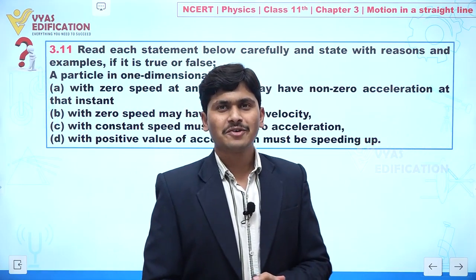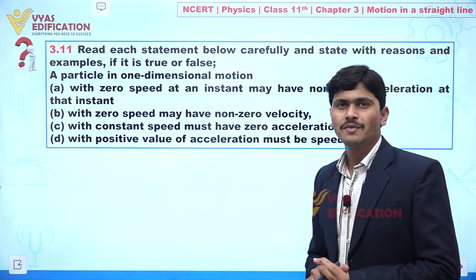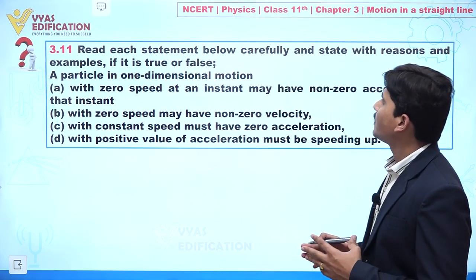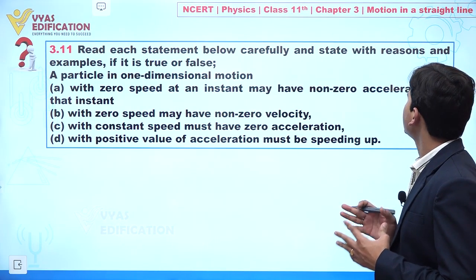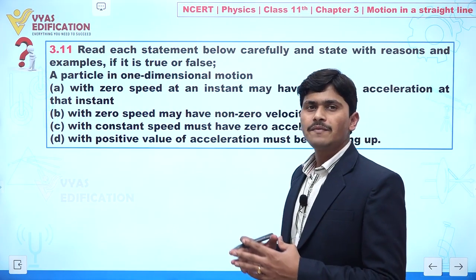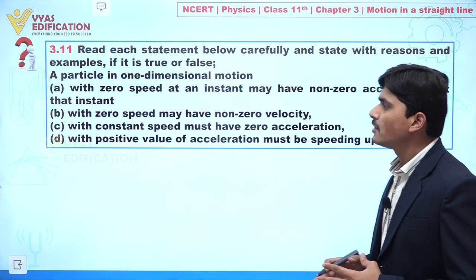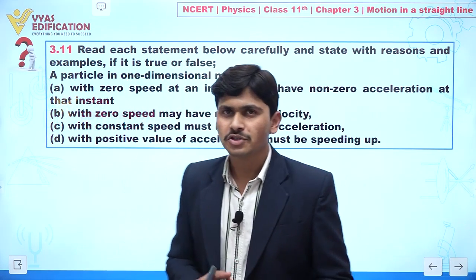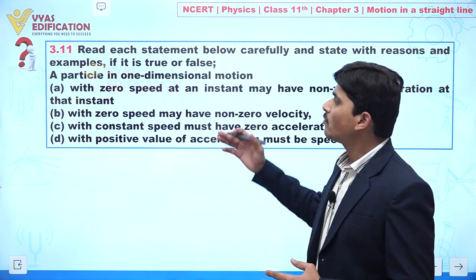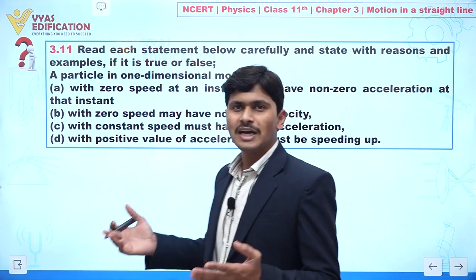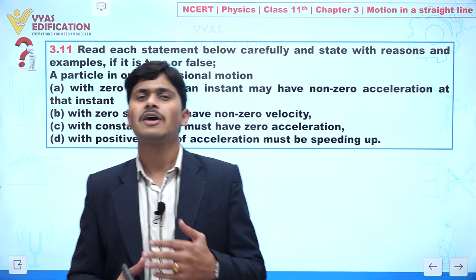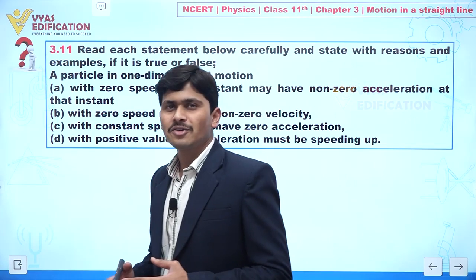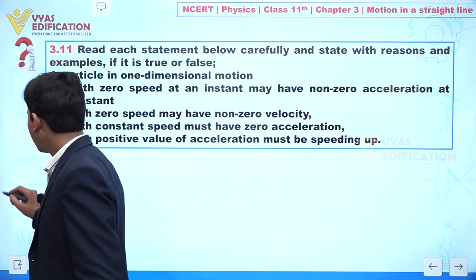Now dear student, we are going to discuss question number 3.11, and in this question it is given to you: read each statement below carefully and state with the reason and example if it is true or false. Clear? So in this question a particle is having one dimensional motion. Now we have to check which of the 4 is true and which one is false, and also we have to provide a suitable example. Clear? So now we are going to discuss part number A.